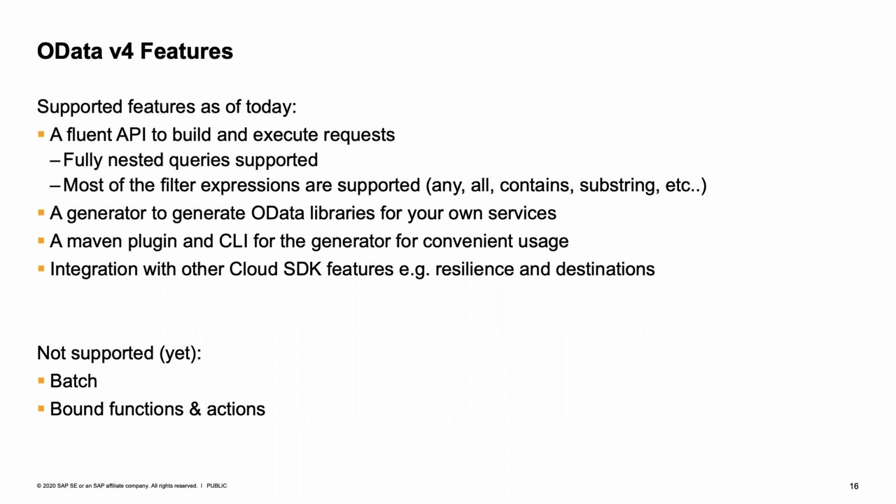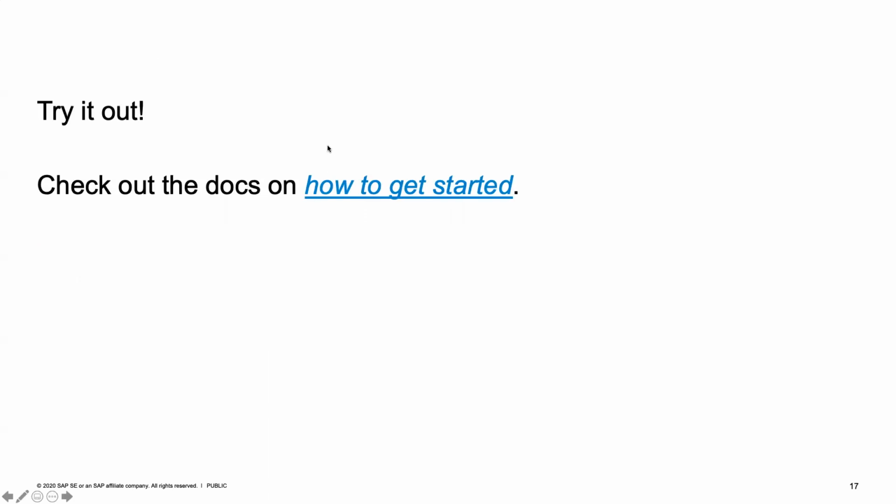And then what is not yet supported compared to V2 are batch requests, but also bound functions and actions. So which is also a new feature with OData v4, where a function or action can be performed specifically on an entity, and that is as of today not yet available. That sums it up in terms of what I wanted to say on the OData v4 support.